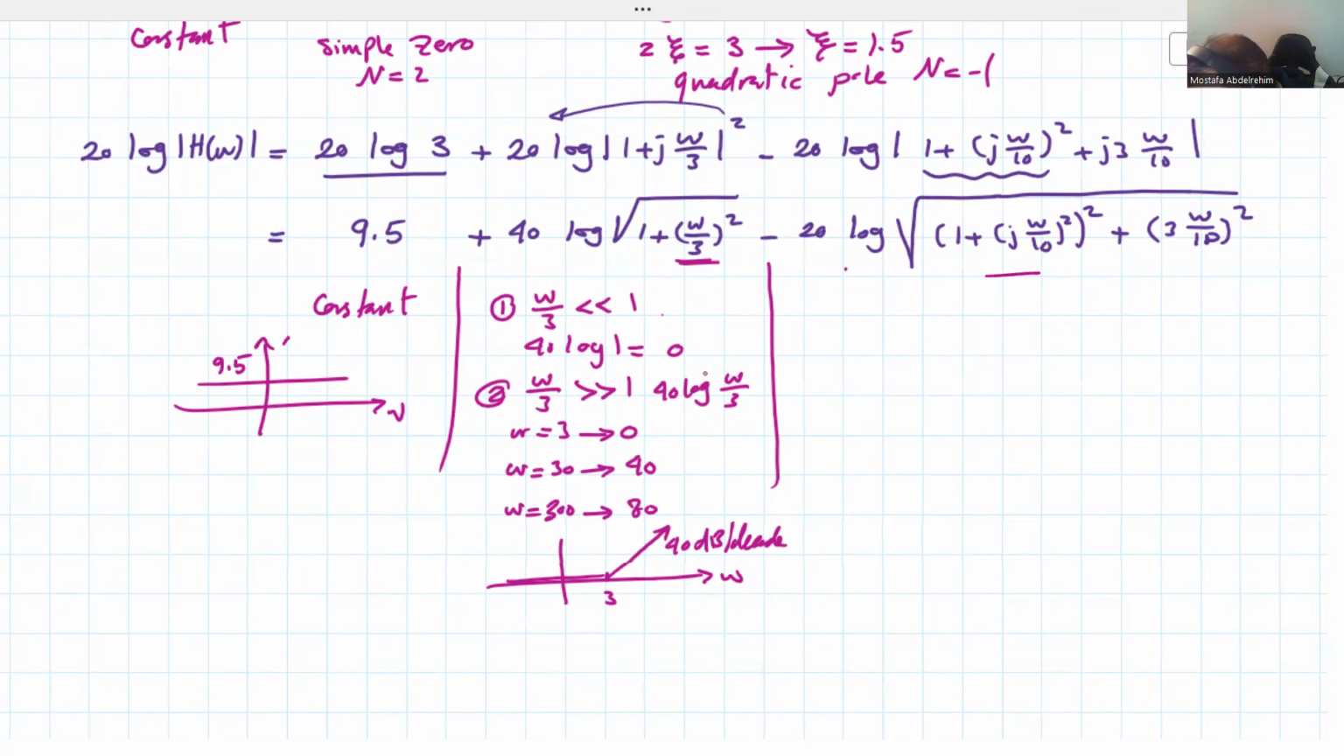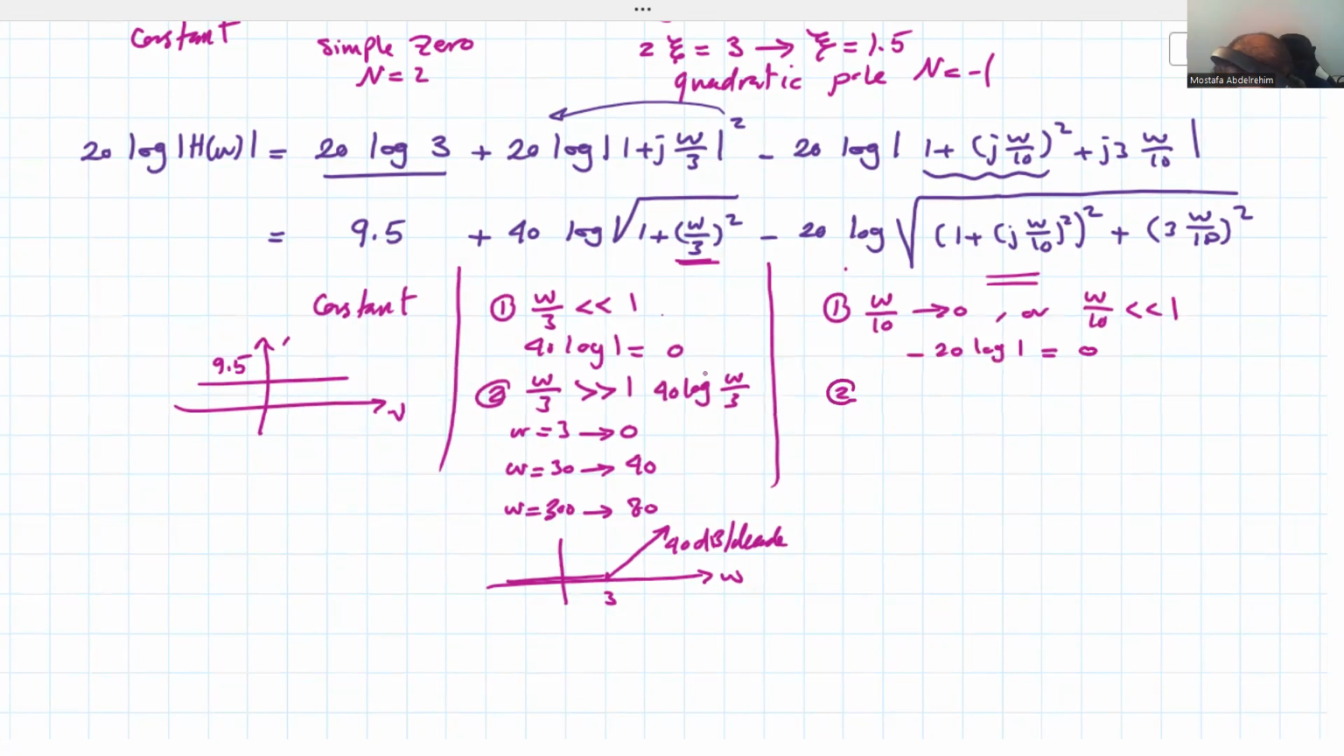Now for that part, the last term, which is the quadratic function, or the quadratic-like Bode. Again, we studied it before. It also has two cases. Number one, when omega over 10, which is omega c, tends to be 0, which is basically much less than 1, that's fine. Or omega over 10 much less than 1. In that case, it's going to be minus 20 log 1, which is basically 0.